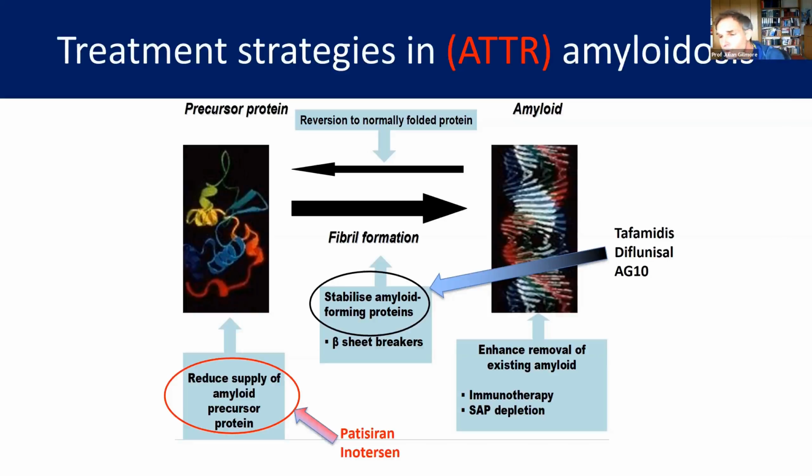And what we want to do to treat this form of amyloid is to reduce the concentration of that protein in the bloodstream so that there's nothing available to misfold and form more amyloid, if you like. And that is how patisiran and inotersen, these new RNA inhibitors, work. They lower TTR levels in the bloodstream.